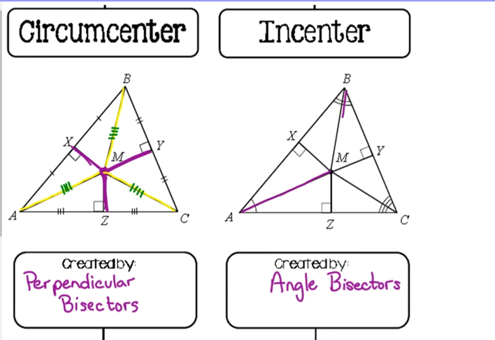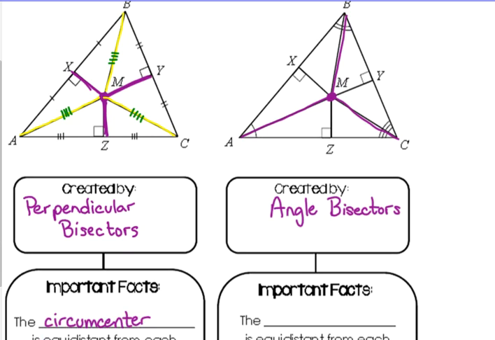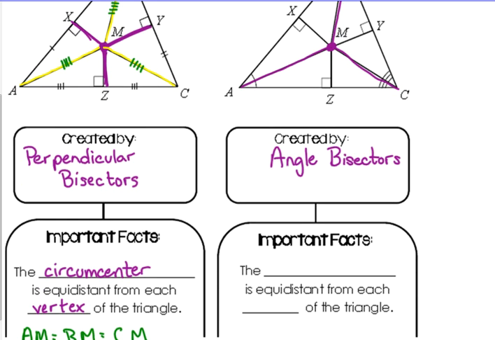So where the angle bisectors all intersect, they're in the middle. M, in this case, is what we call the incenter. Now notice it's the same triangle, but M is in a slightly different place than the previous one, but it's pretty close to the same place. So the incenter is equidistant from each side.